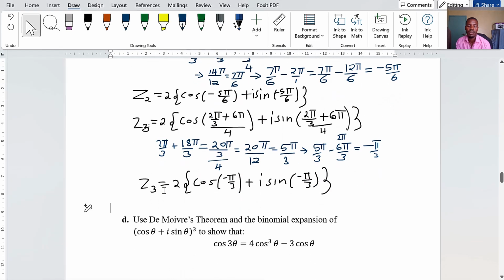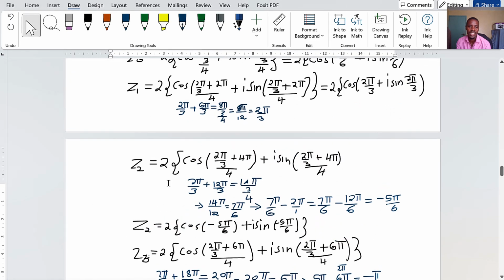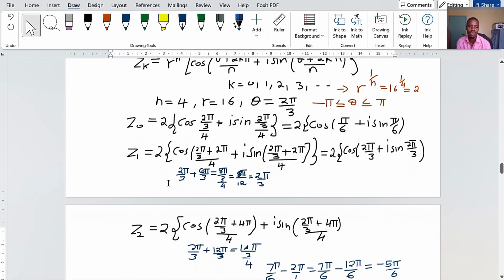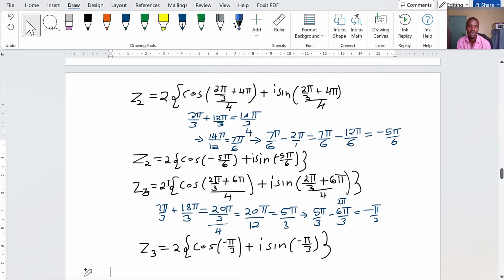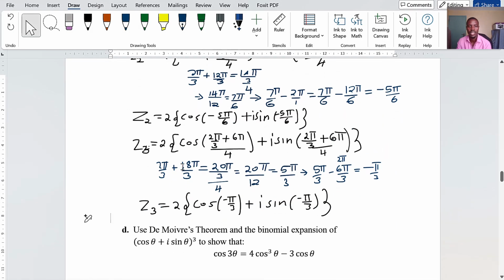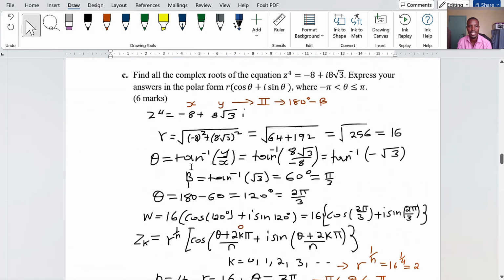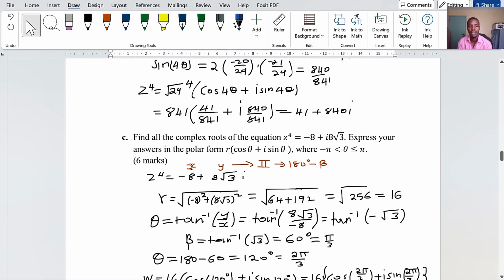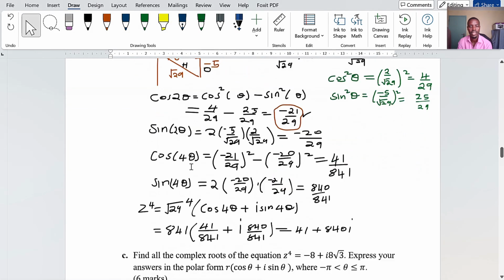So we have our roots, which are bounded from negative pi to pi. Long job, but worth it. So that is how we solve such kind of problem: the roots of a complex number using De Moivre's theorem.